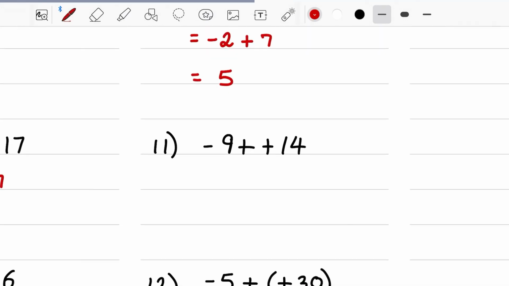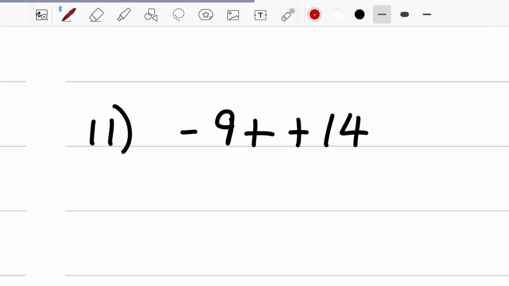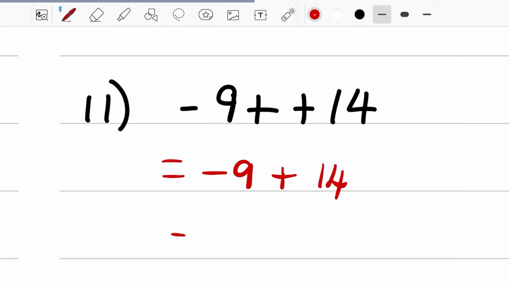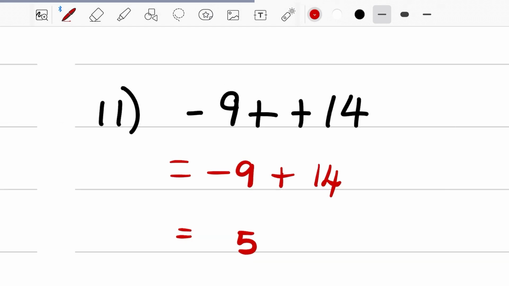Okay, moving on to number 11. We have minus 9 plus 14. So we have these two plus signs in the middle here. So that gives me minus 9 plus 14. Okay. Signs are different, so we subtract: 14 minus 9 is 5. And the bigger number 14 is positive. So our answer will also be positive 5.